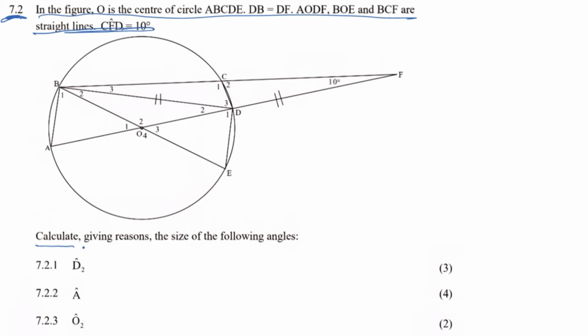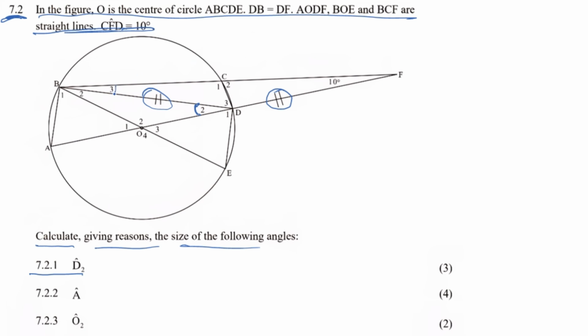It says calculate, giving the reasons, the sizes of the following angles. So we have 7.2.1. It says we must calculate angle D2. Now we go to the diagram, we check which one is angle D2. It is this one, right? That is angle D2 there. When you look at this, you can see that you have a triangle right here, and this triangle is an isosceles triangle. That means this side is equal to that side. You are also told right here on top, in the given information.